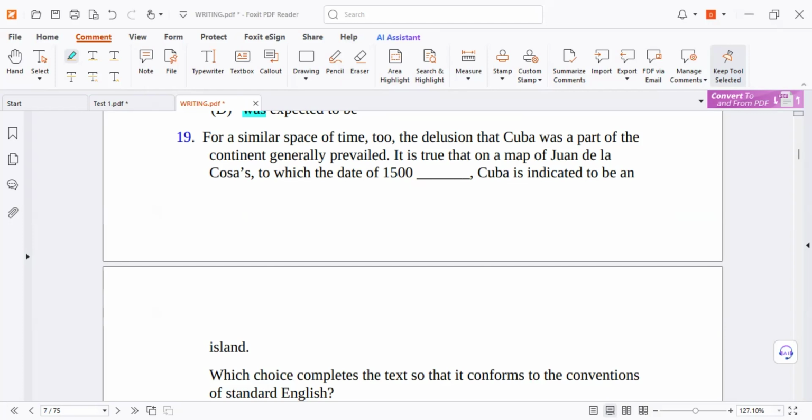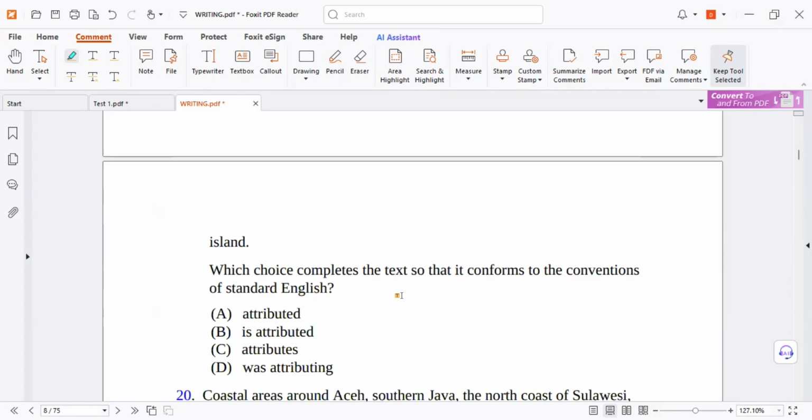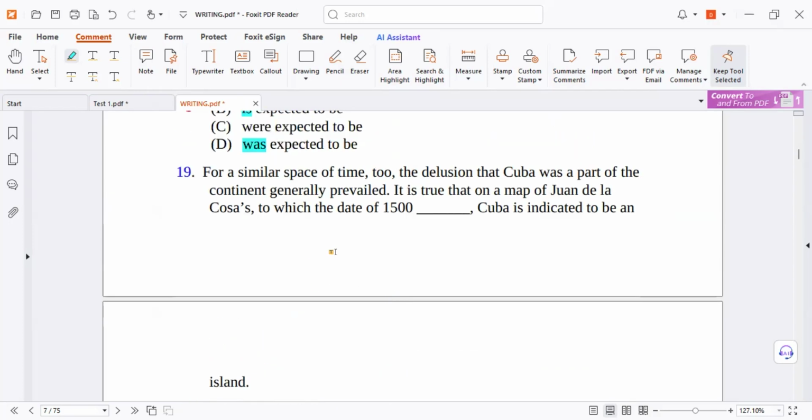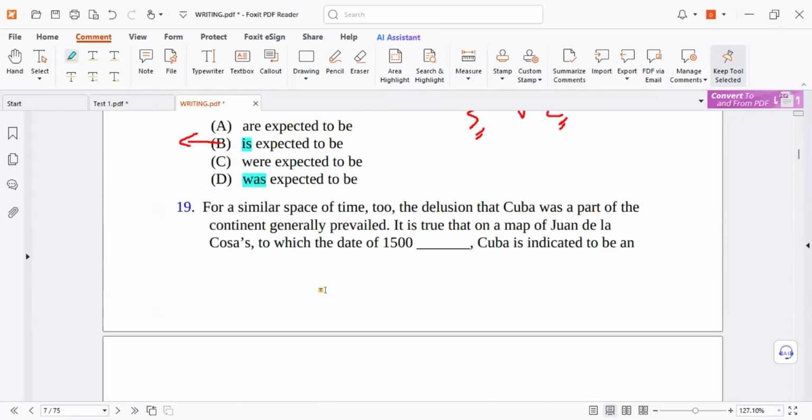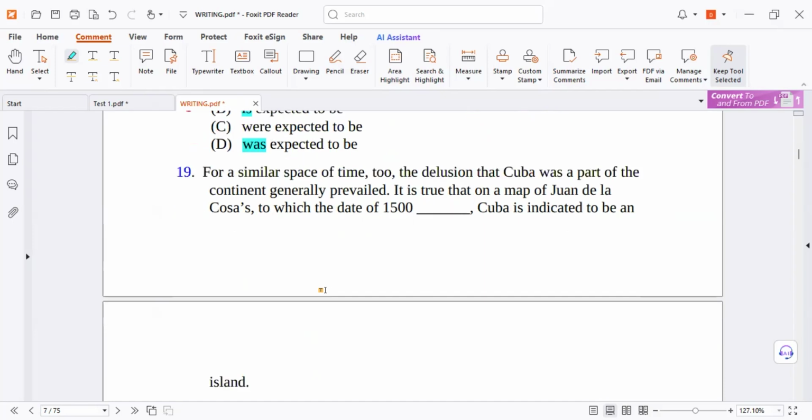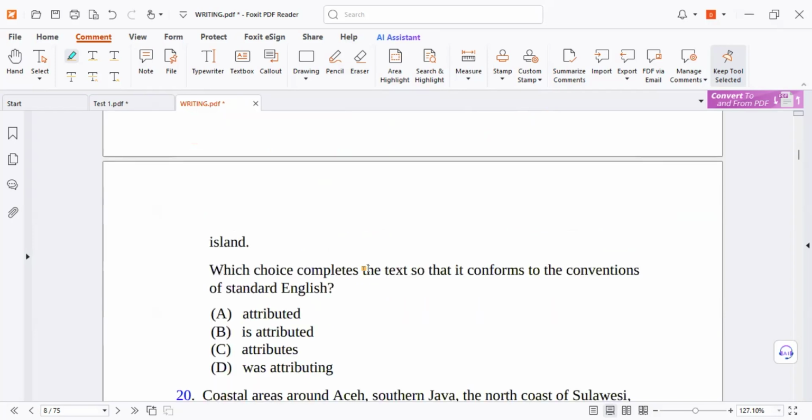Is it letter B? Letter B. Give me a reason. Because if we don't have "is", we can't complete the meaning, or it's not correct. We test you for verbs. Do we have subjects? Subject.